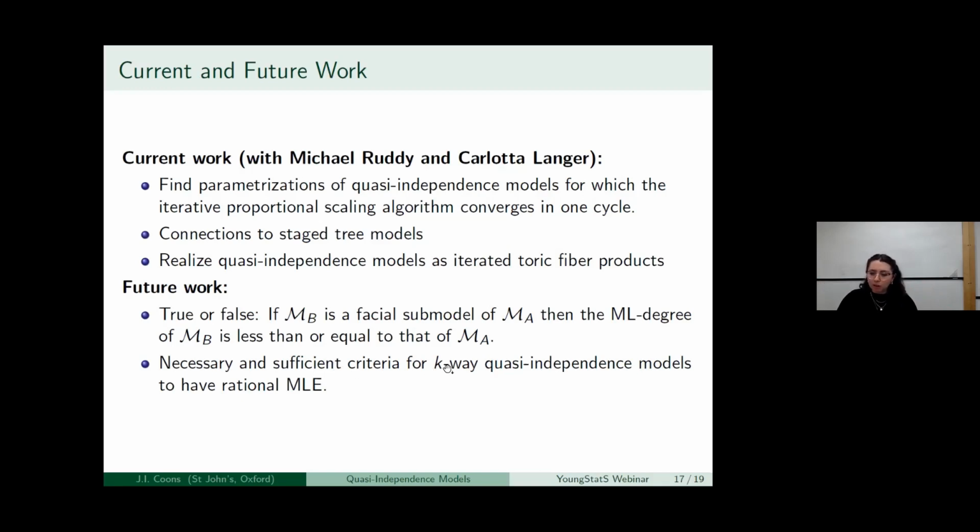And then of course one could define K-way quasi-independence models, for any K, so you'd have a tensor instead of just a matrix. And then what are some necessary and sufficient criteria for these to have rational MLE?